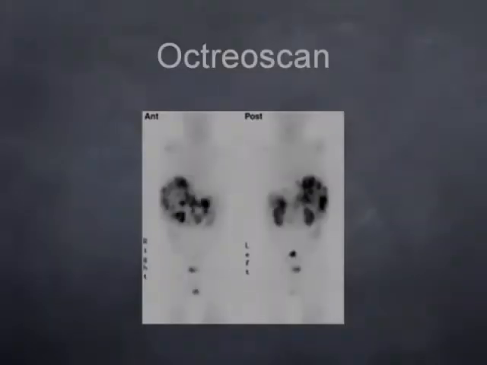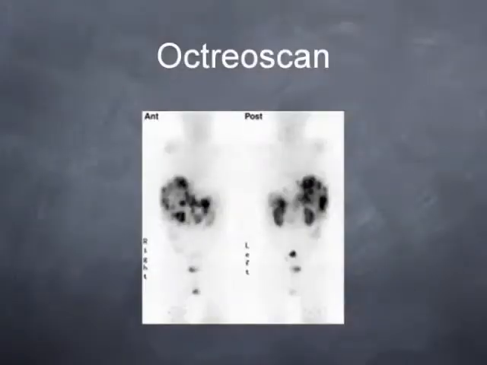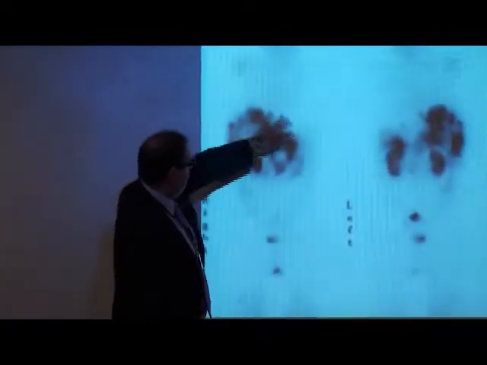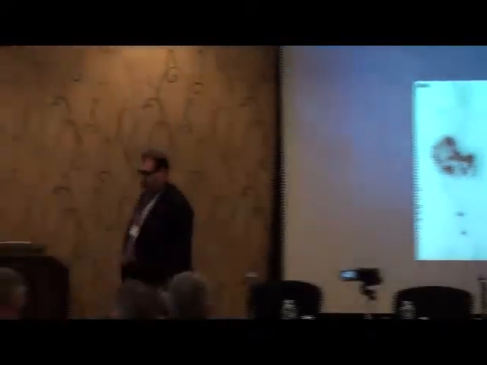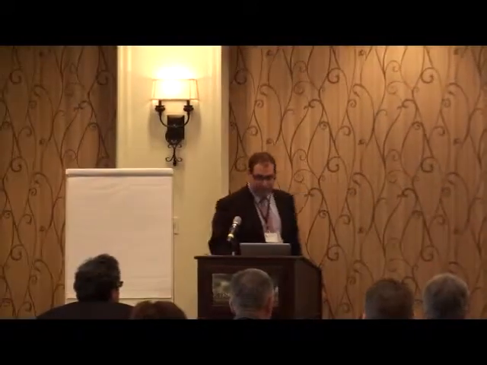The Octreoscan helps identify, that's the shotgun approach. We can look for tumor, see if it's metastasized, and what parts of the body. I think you get a sense that here's your head, feet are down here, here's your abdomen. And where you see those black spots, those are the lesions that we're looking for.